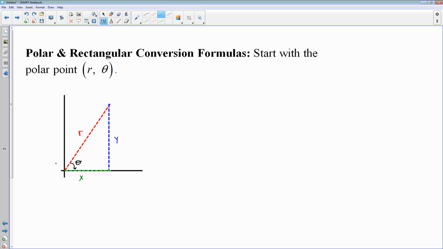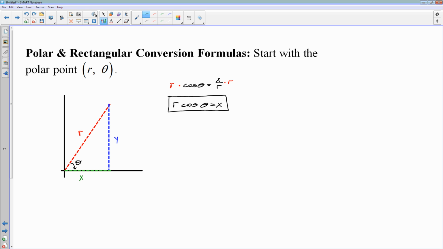And using trig, I can set up all kinds of equations. I can say, well, if I know the cosine of theta is equal to adjacent over hypotenuse, x over r, I could multiply both sides by r, and when I do that, I will get r cosine theta is equal to x. That is one conversion formula. Might be easier for you just to memorize that.